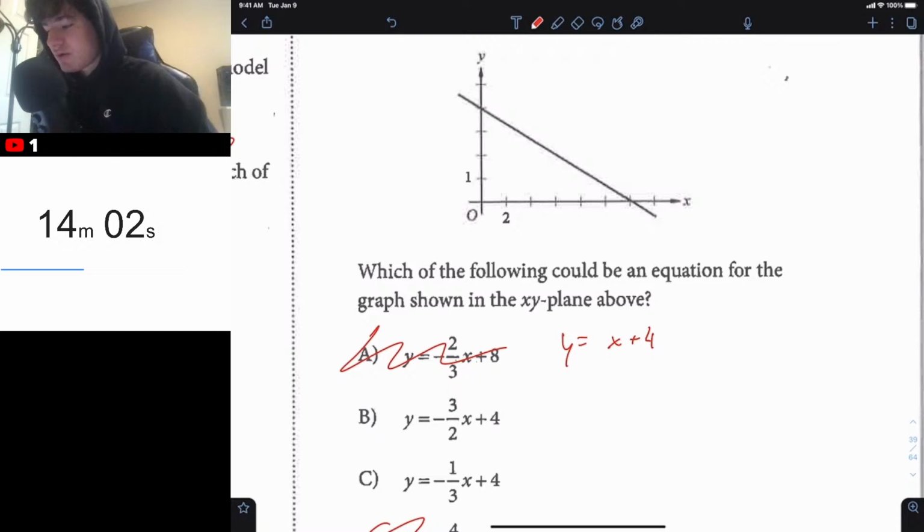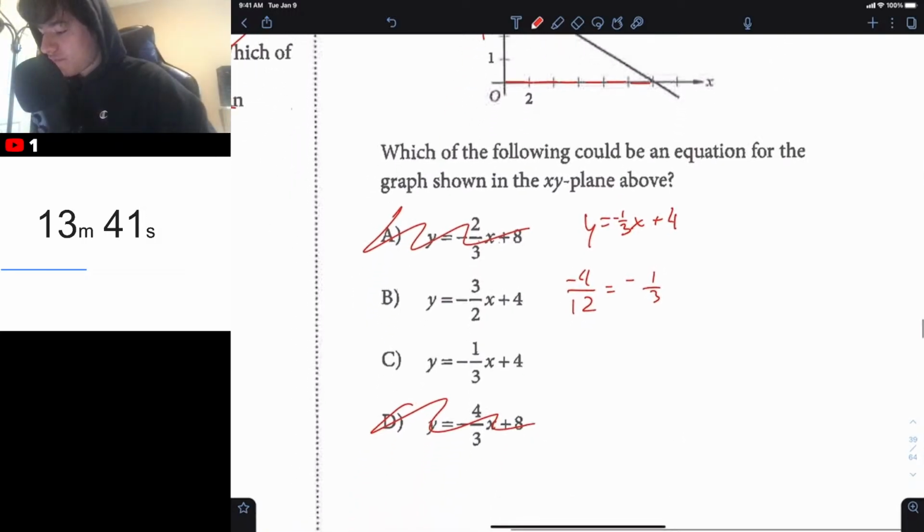So we do rise over run. So we have a rise of 4, or negative 4, I guess, because remember, this is a negative slope. We don't want to get caught up. And then we have a run of 2, 4, 6, 8, 10, 12. So we have negative 4 over 12, which is just rise over run. It's going to equal negative 1/3. So we got negative 1/3 x plus 4, which is going to be C.